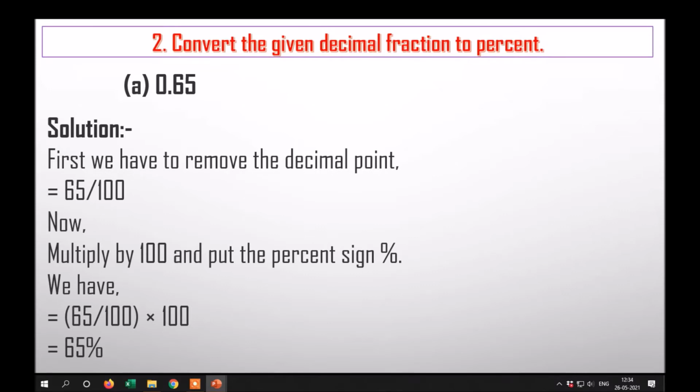0.65. First we will remove the decimal point. So that is 65 upon 100. Now we will multiply with 100. So 65 upon 100 into 100. That is 65%.